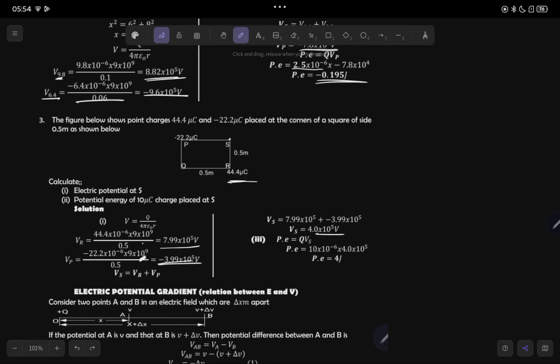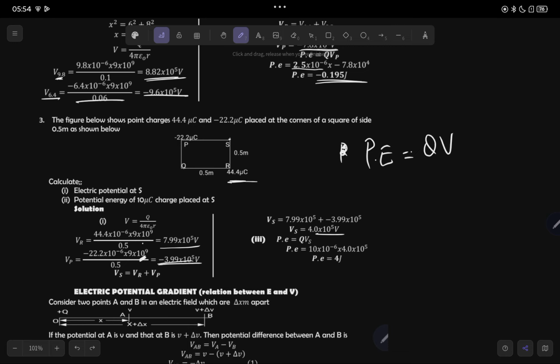Now Roman 2, they are asking for the potential energy of a 10 microcoulomb charge placed at S. So the potential energy is given by QV.